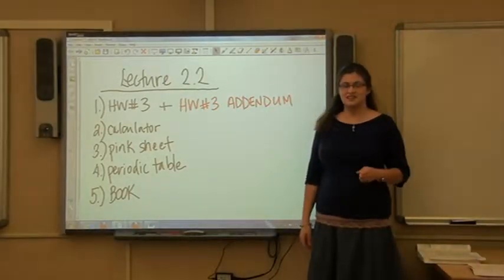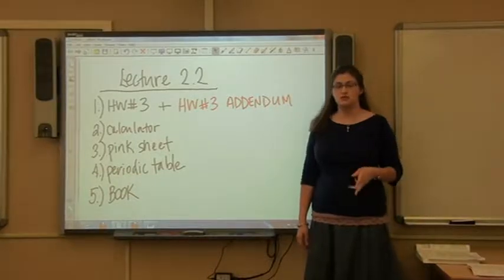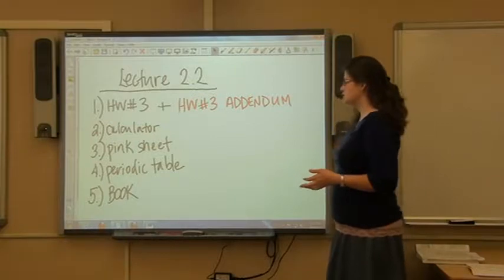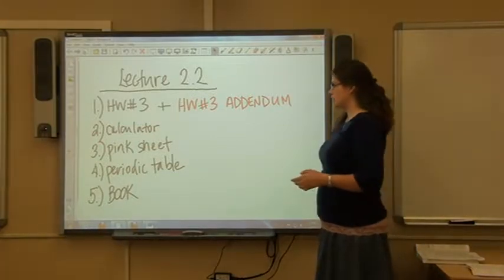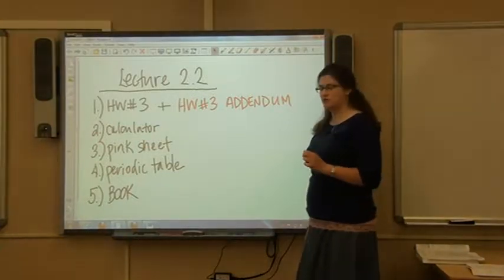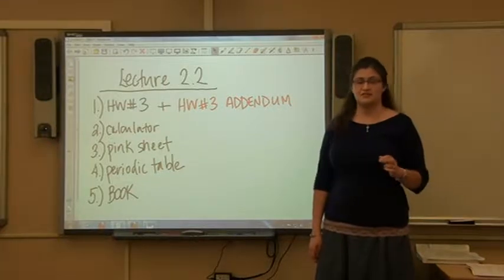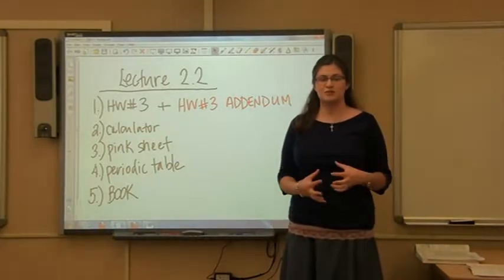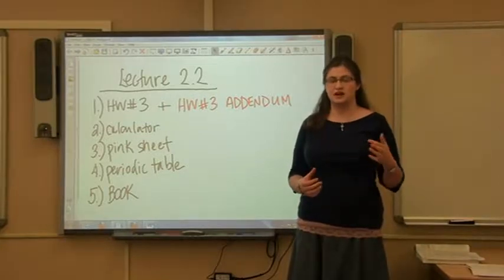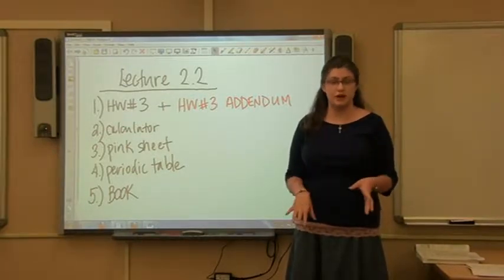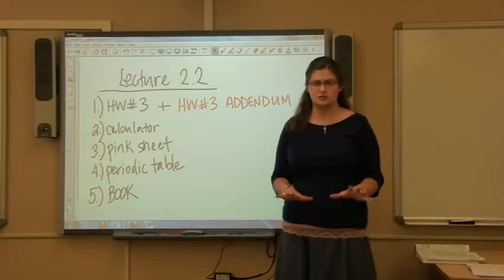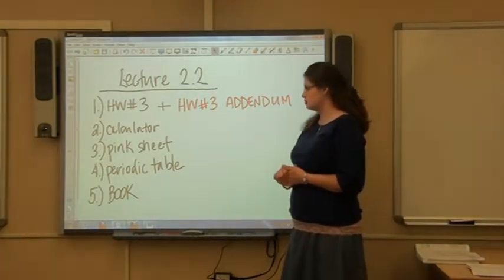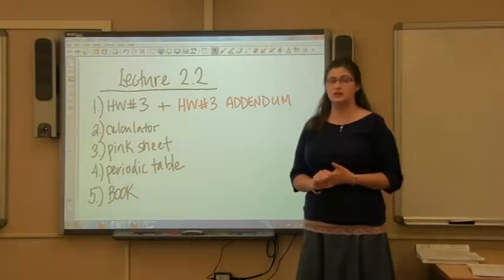Hi everyone, today's lecture is lecture 2.2, the second and final lecture for week 2. Today you will need homework number 3 and the homework number 3 addendum. I had forgotten to attach a couple of problems to homework 3, so you'll have to print this addendum. It's only 5 problems, only one sheet of paper, don't panic. You'll need your calculator, your pink sheet, your periodic table, and again tonight you will need your book.